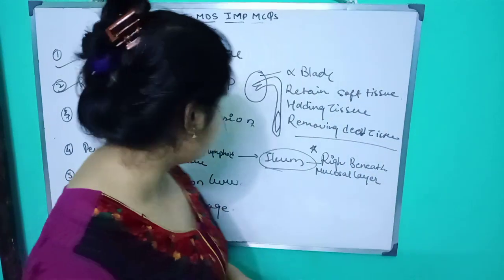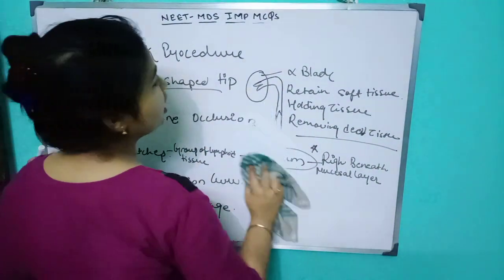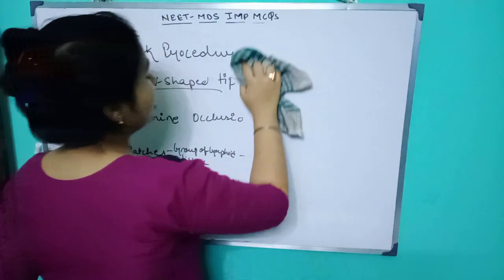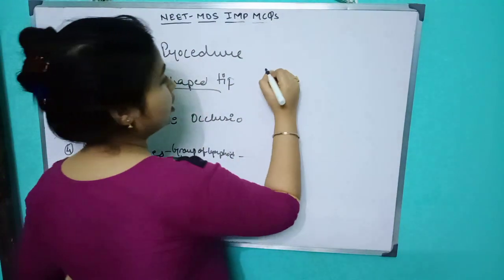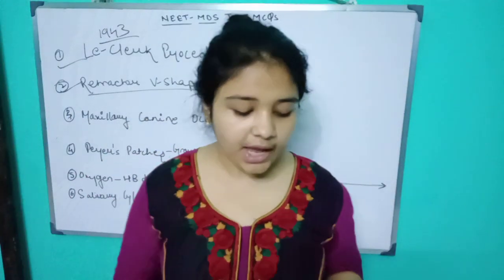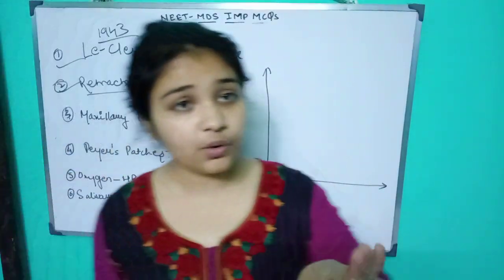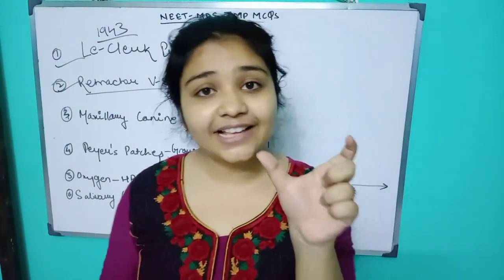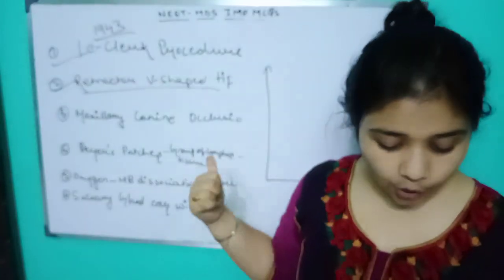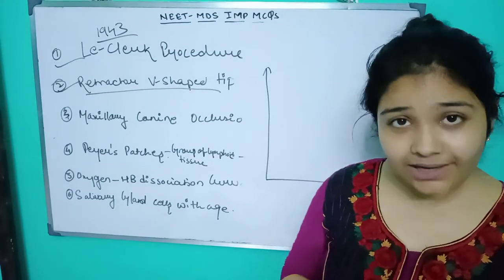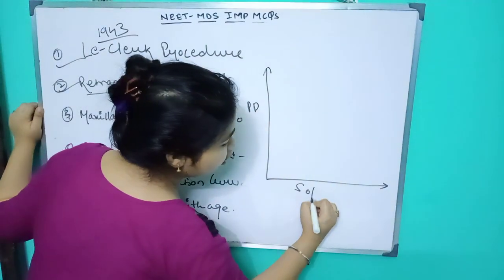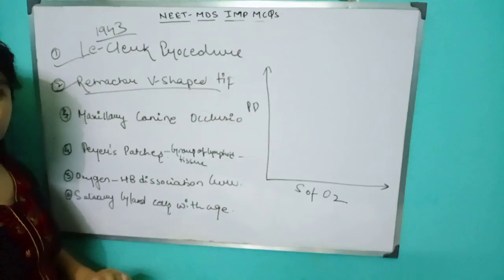Now the fifth question is the oxygen hemoglobin dissociation curve. I think we all are familiar with what the oxygen hemoglobin dissociation curve is. For example, this is our curve. First of all, I want to discuss all the questions which came in the exam. First question, what does it demonstrate? It demonstrates one, partial pressure, and second, saturation of oxygen. This is what it demonstrates.